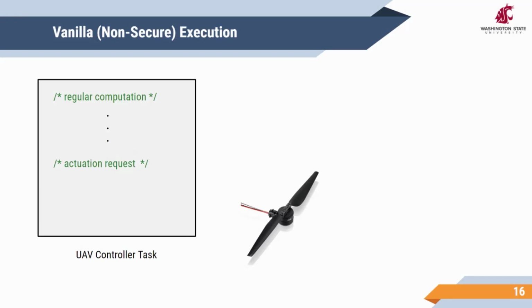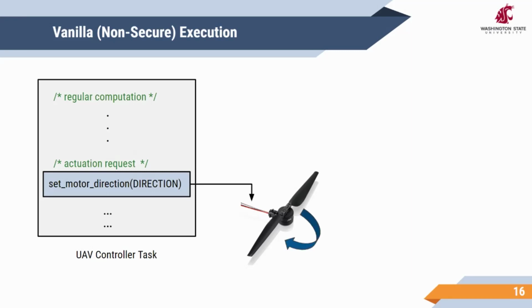Right? So what happens in a regular, traditional system when the actuation request is sent, say in this case, we are setting the motor direction of one of the propellers. That direction directly translates to the motor propellers. And what are those commands? Those are some numbers, some decimal values sent to the motor propellers to inform them to move in a certain direction.